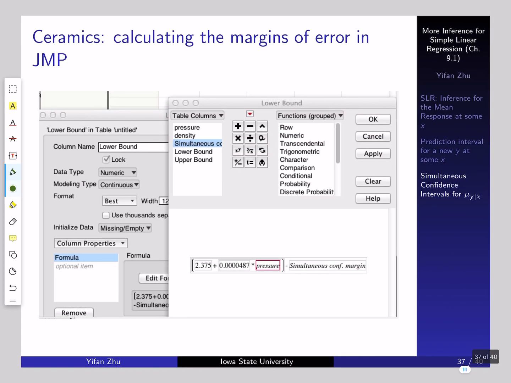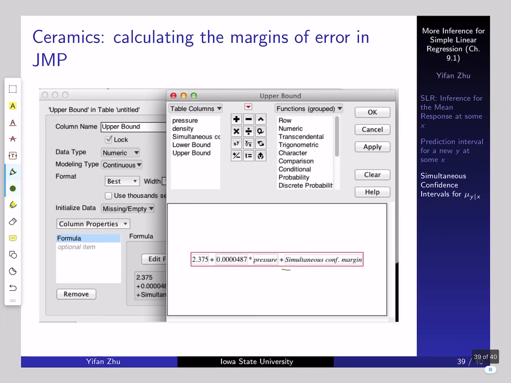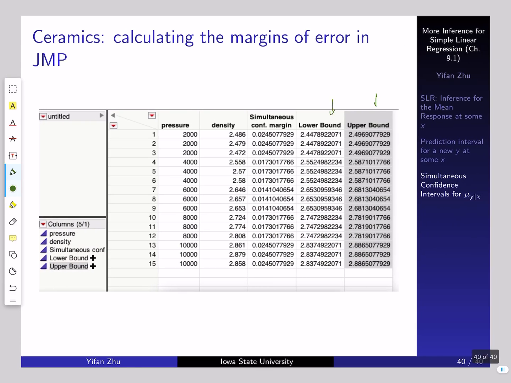And then you can create 2 more columns, which are the lower bound and upper bound. For the lower bound, this is just mu of y given x hat, the estimated mean at x, which is pressure, minus the simultaneous confidence margin of error. The upper bound will just add the simultaneous confidence margin of error. And then these two columns give you the lower bound and the upper bound for the simultaneous confidence intervals.